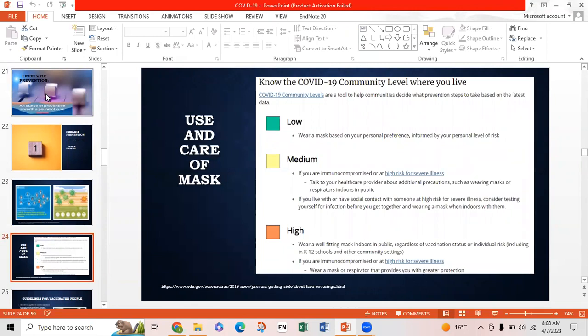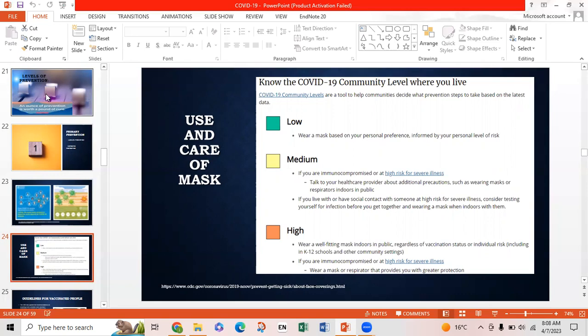Use and care of the mask comes under primary prevention. Note the COVID-19 community level where you live. COVID-19 community levels are a tool to help communities decide what preventive steps to take based on the latest data. At the low level, wear a mask based on your personal preferences and informed by your personal level of risk.